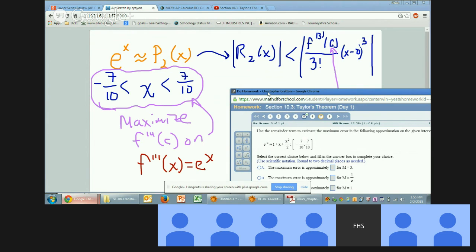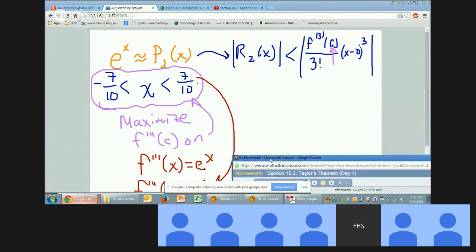And also maximizing e to the x on a closed interval is also very easy because you know that e to the x is a monotonically increasing function. It's always getting bigger and bigger and bigger. And so to make e to the x as big as possible, our c value should just be the biggest value on our interval, which is 7/10. So long story short here, let me show you our error bound.